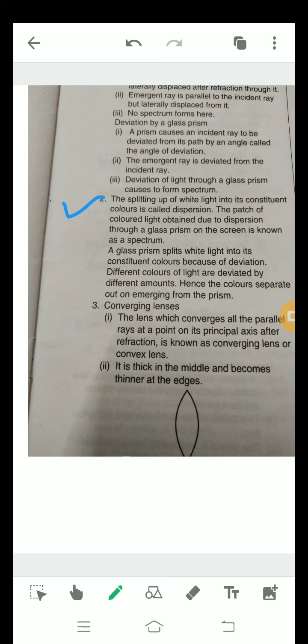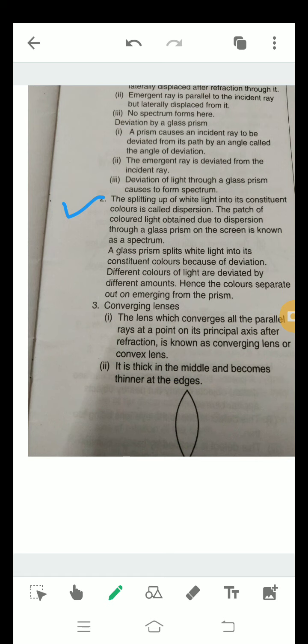The answer is the splitting up of white light into its constituent colors is called dispersion. The patch of colored light obtained due to dispersion through a glass prism on the screen is known as a spectrum. A glass prism splits white light into its constituent colors because of deviation. Different colors of light are deviated by different amounts. Hence, the colors separate out on emerging from the prism.